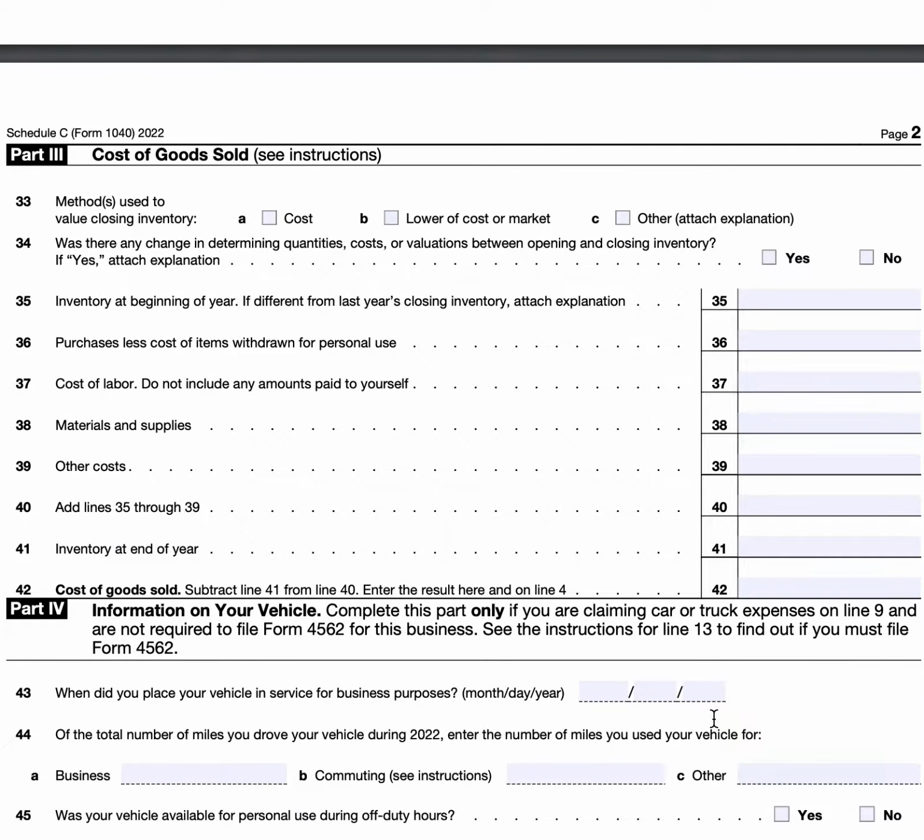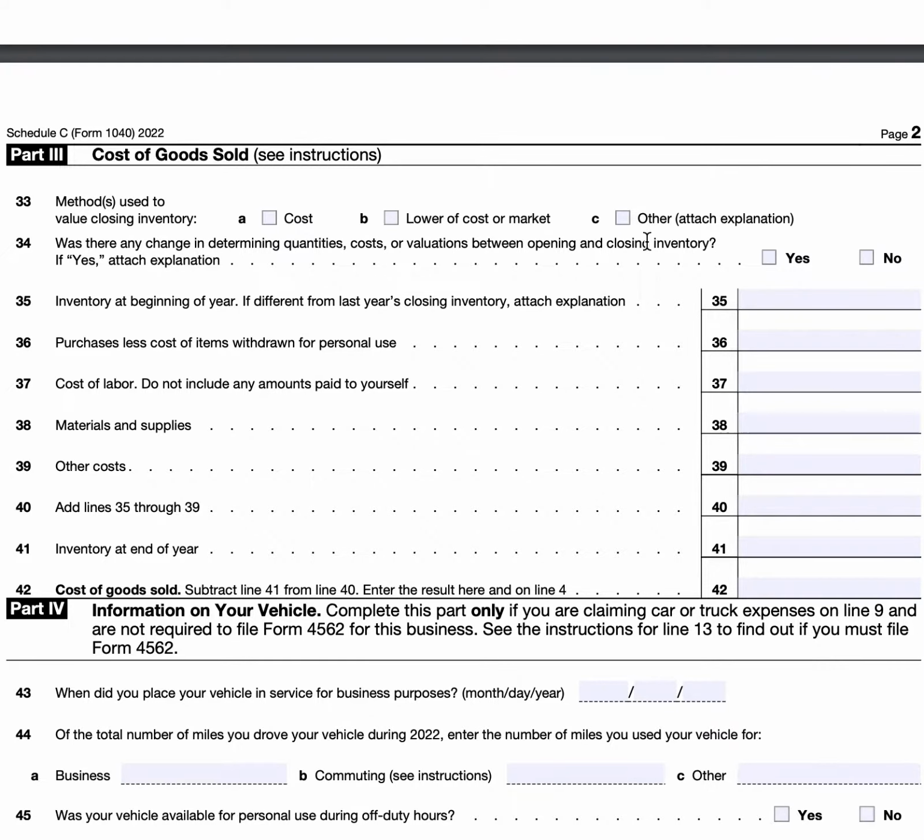In part 3, we're going to walk through this for illustration purposes. This is not John Doe's requirement, since he doesn't have cost of goods sold. So you would use either the lower of cost or market or cost to value your closing inventory. And there are specific rules on when you can change that.